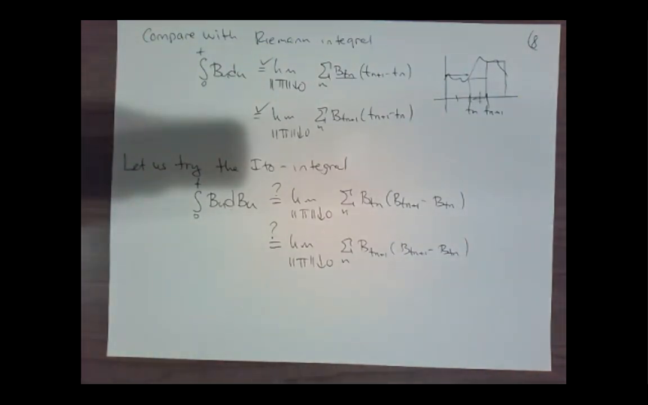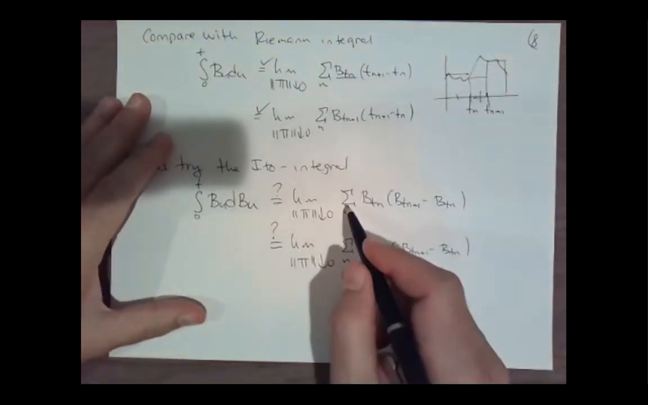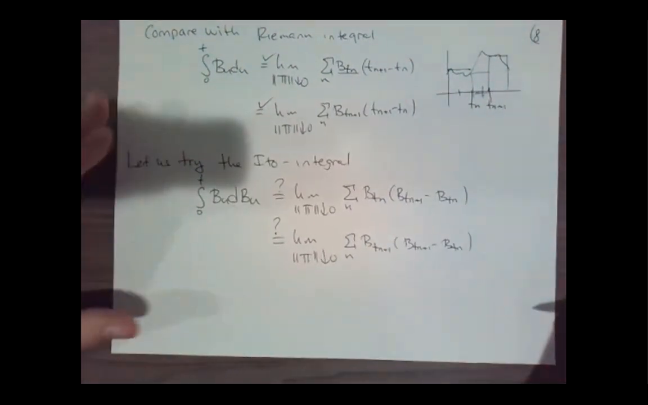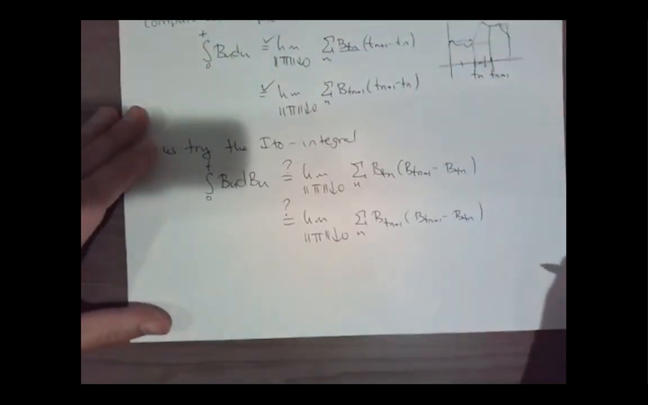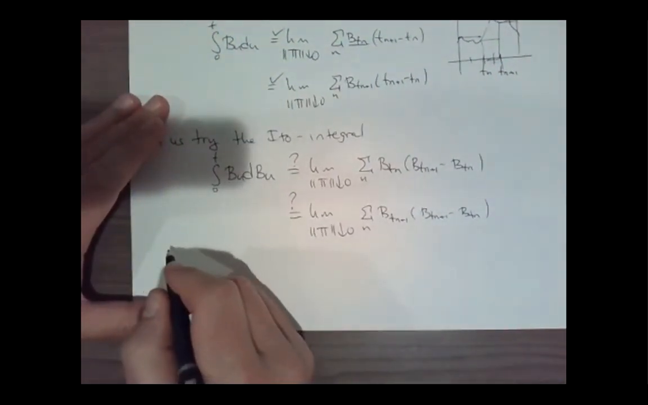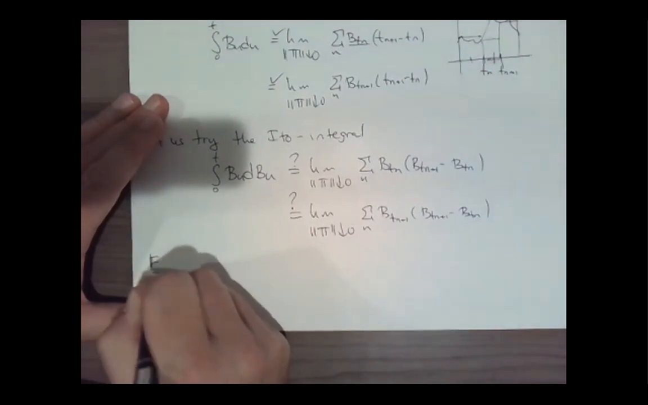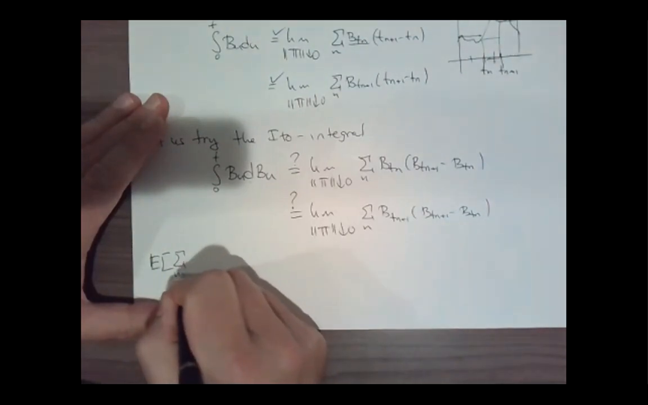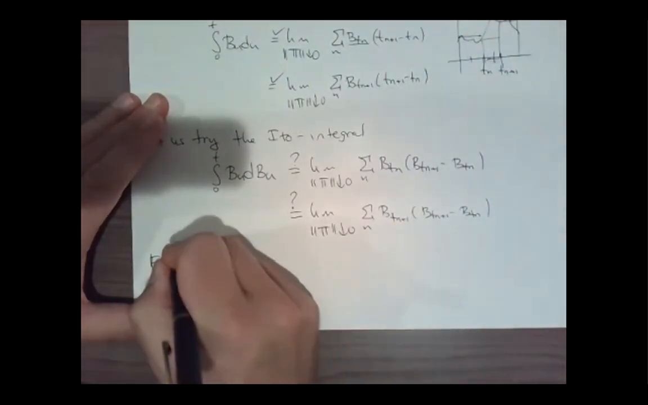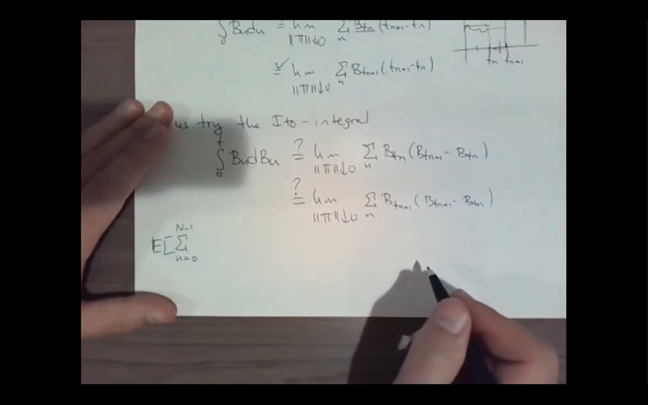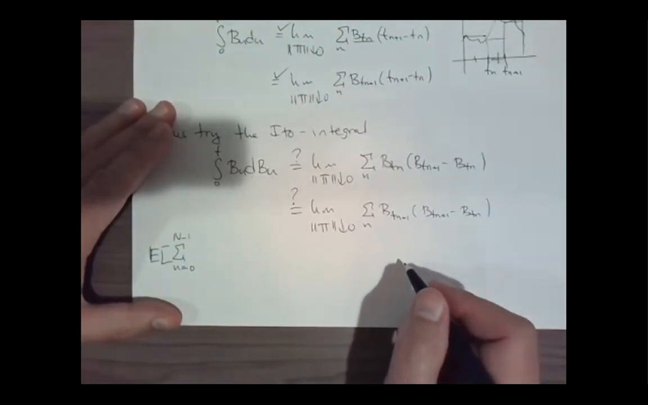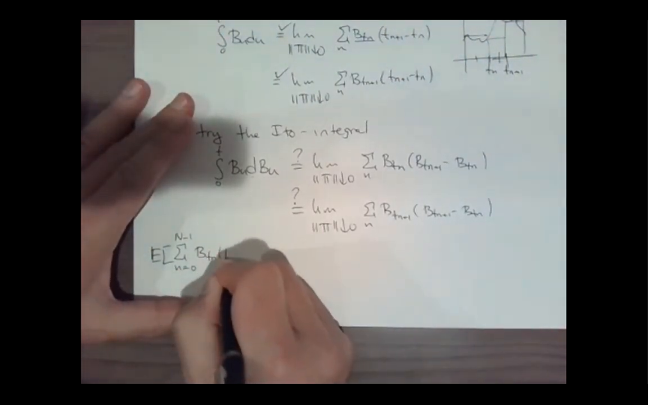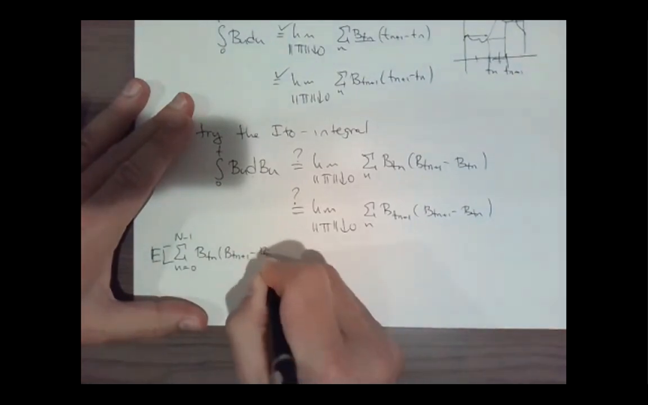So maybe we should do a little experiment. Let's have a closer look at these approximating sums here. Okay, so how do we have a closer look? Well, we will start by computing the expectation, for example, of the right-hand side here. So we'll be summing from n equal to 0 up to n minus 1, and then I'll have B_tn times (B_tn+1 minus B_tn).